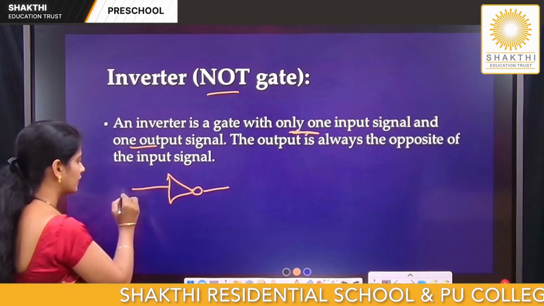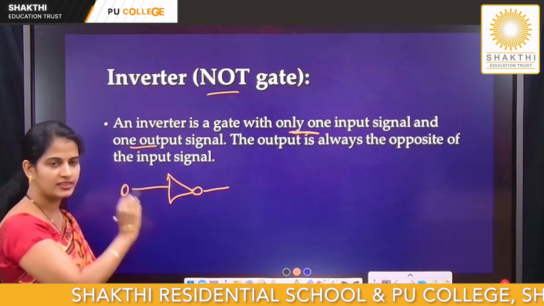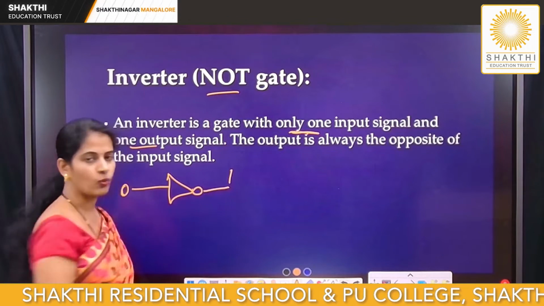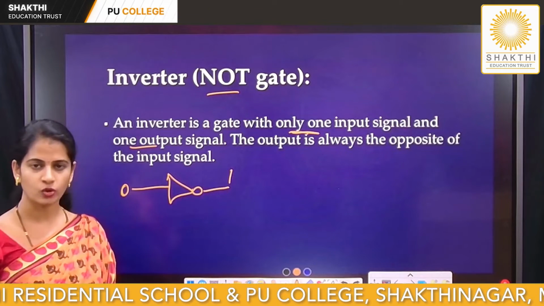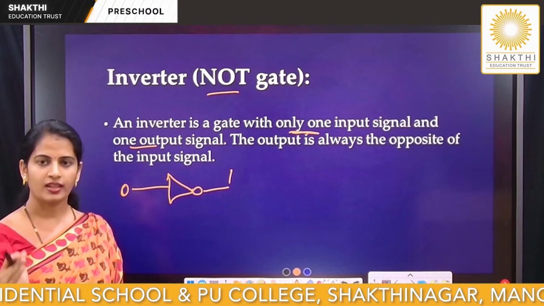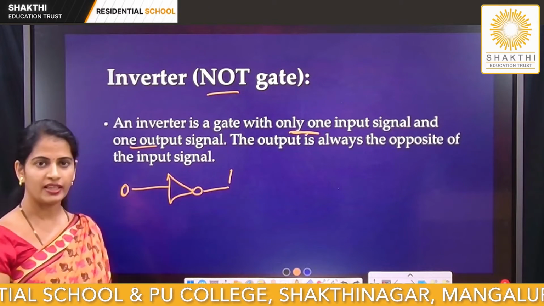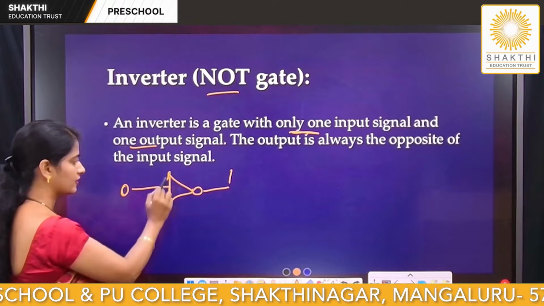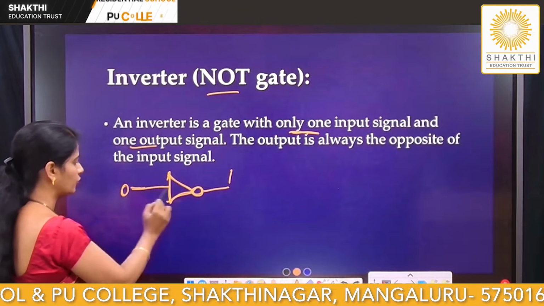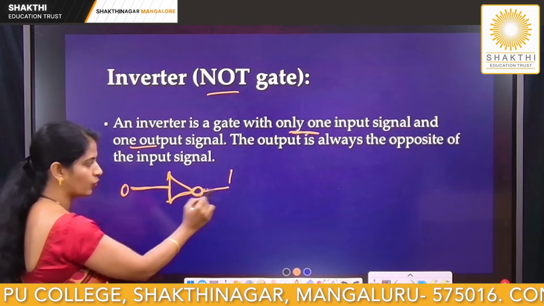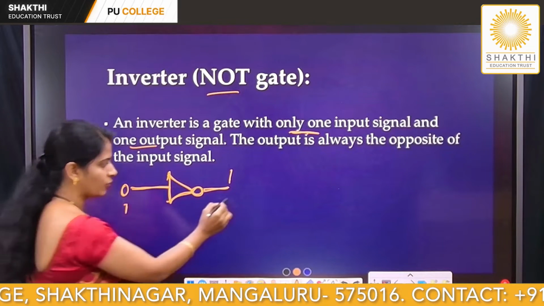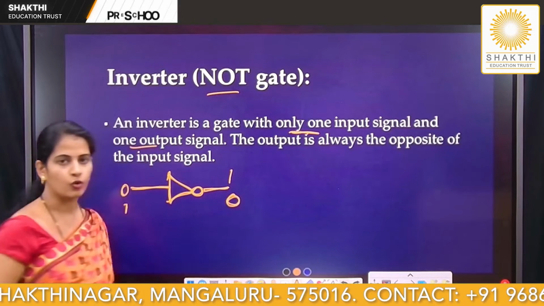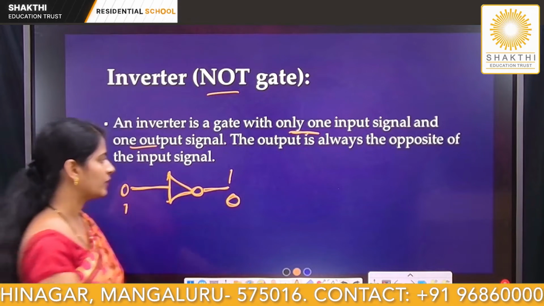So if 0 is given as an input to this gate, you can expect 1 as an output, because we only have two states, that is 0 and 1, or high and low. So this is the symbol used, and if the input is 0, the output you expect is 1. If you give 1 as an input to this gate, you get 0 as an output. And let's design a truth table for this.